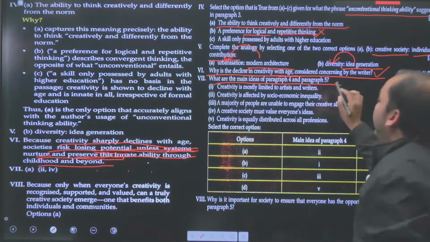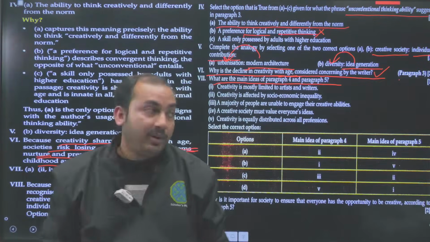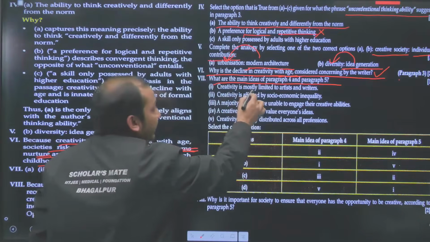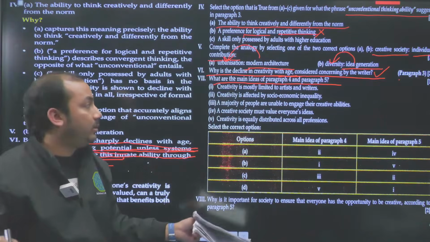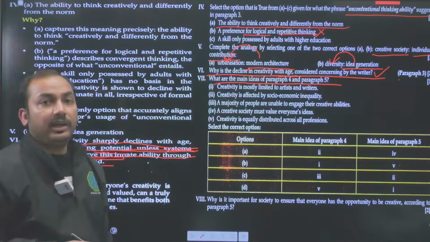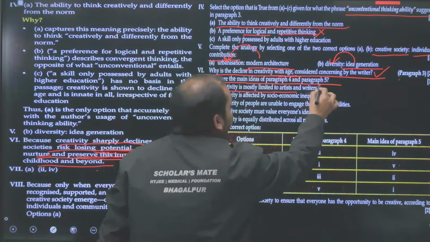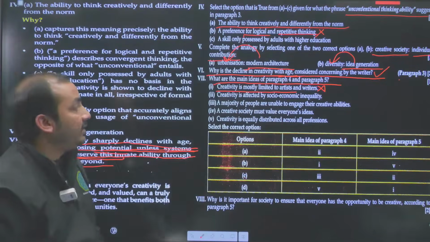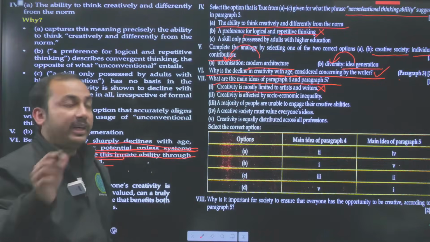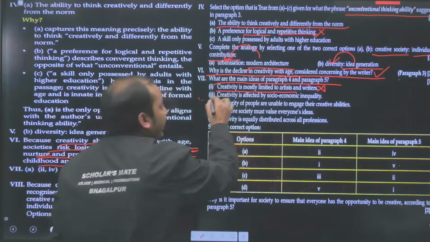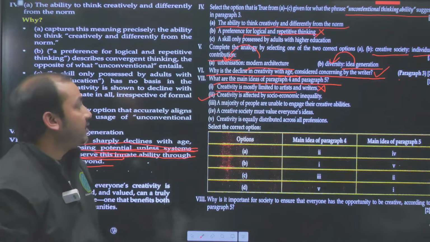What are the main ideas of paragraph 4 and paragraph 5? When we figure this out from paragraph 4 and paragraph 5, we can see that the first option, creativity is mostly limited to artists and writers, is wrong. Creativity is not limited to some specific fields; we can see creativity among anyone. So this option is eliminated as it is not stated in the passage. Creativity is affected by socio-economic inequality. This is true. In the passage, we have seen that creativity is affected by socio-economic inequality. We are not supporting everyone equally. That's why this option is correct.